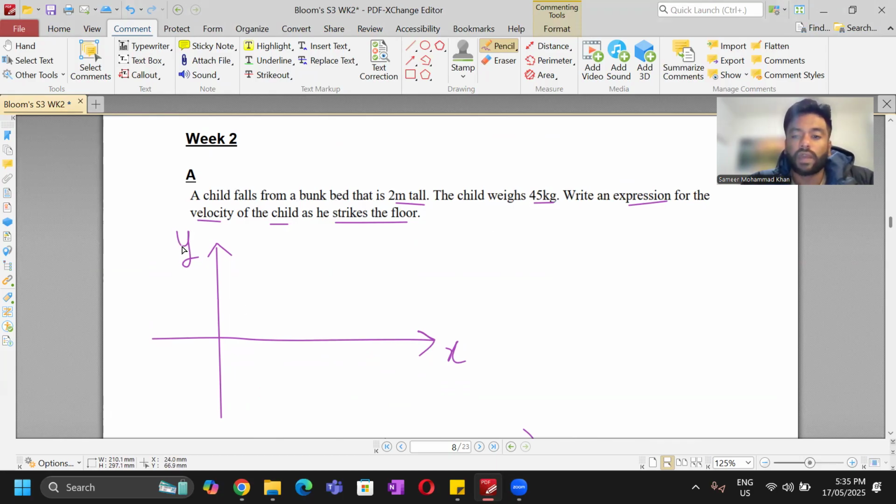Okay, so we've labeled the diagram y, x. Let's make the bed, right? So the bed is how long or how tall? So the vertical displacement, delta y, is -2 meters, right? The child is initially on this bed, right? And then the child falls, right? Now, the question's asking you for the final velocity of the child, okay?